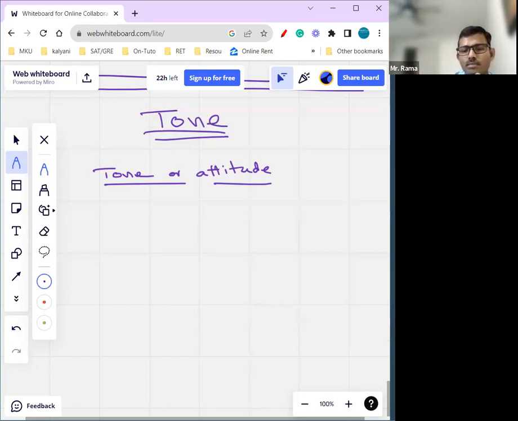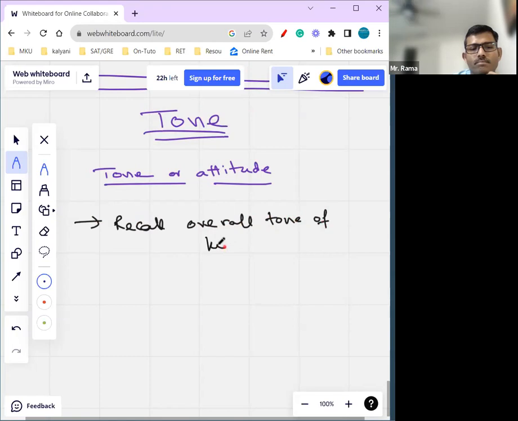If you see that type of question, what are you going to do? First, recall the overall tone of the passage. Okay, and then think how the specified portion fits into that overall tone.